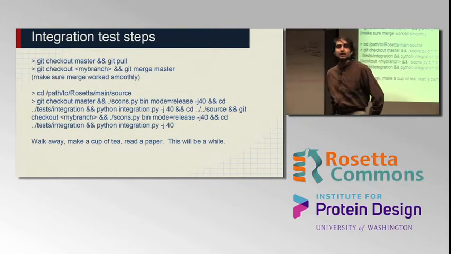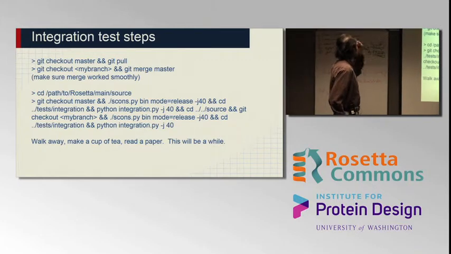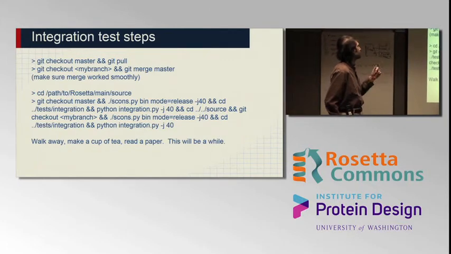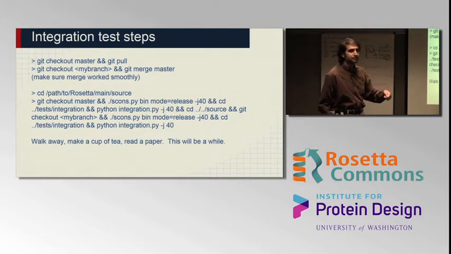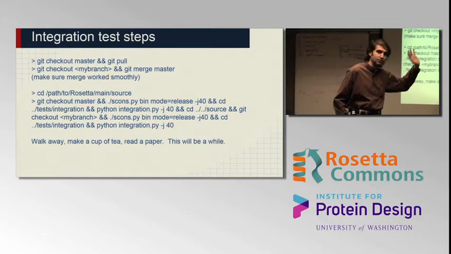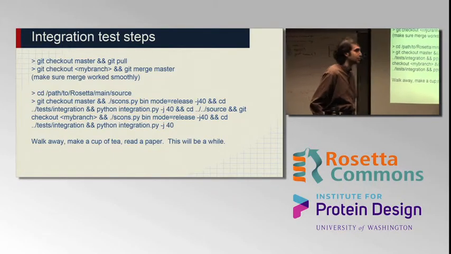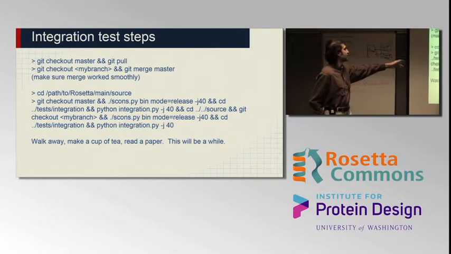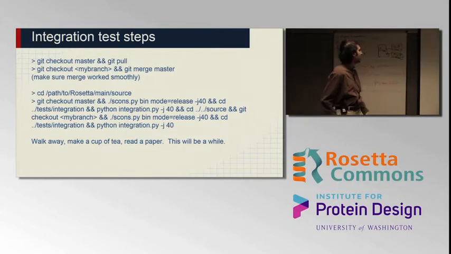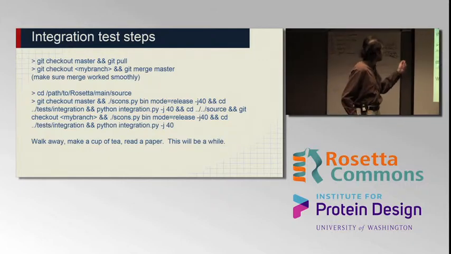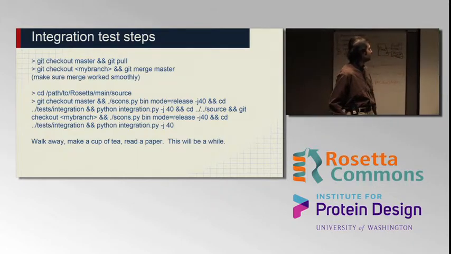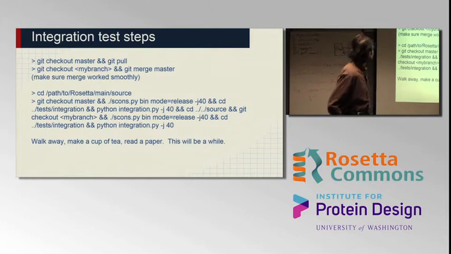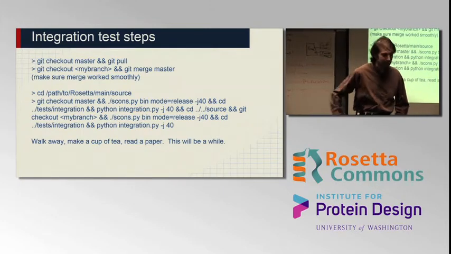So here's how I typically do it. Git checkout master and git pull, git checkout my branch and git merge master. So all of that is done. Resolve any merge conflicts. Okay, I've got the two things, and then I just do it as one giant concatenated command. Go to the source directory, git checkout master, compile. Go to the integration test directory, run the integration tests. Go back to the source directory, check out my branch, compile. Go back to the integration tests directory, and run the integration tests.